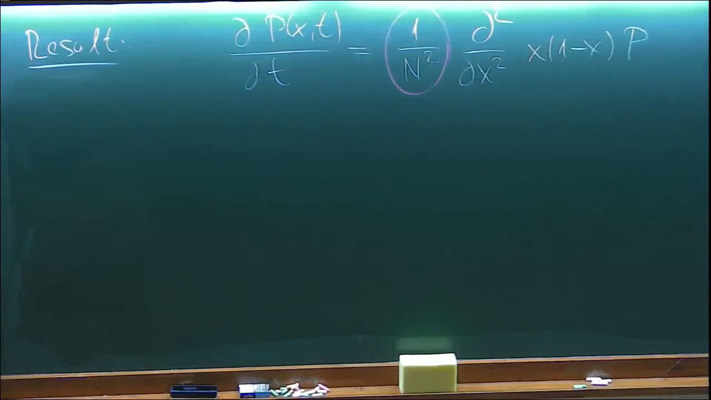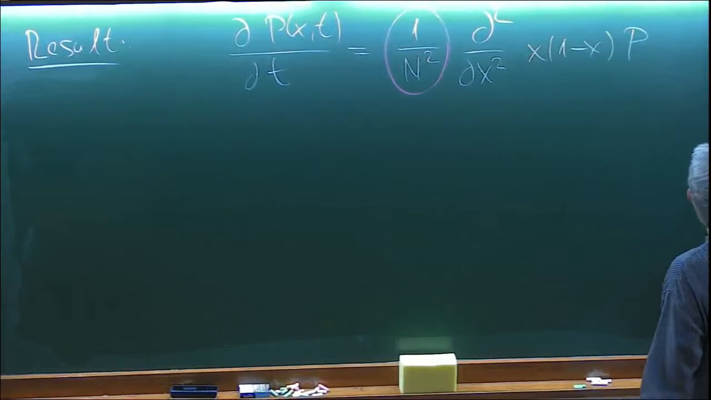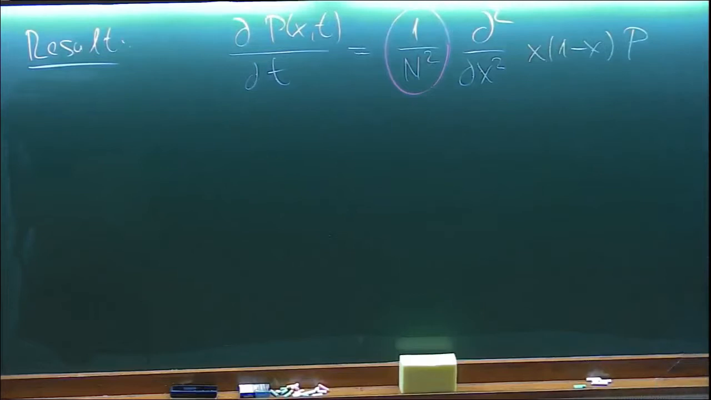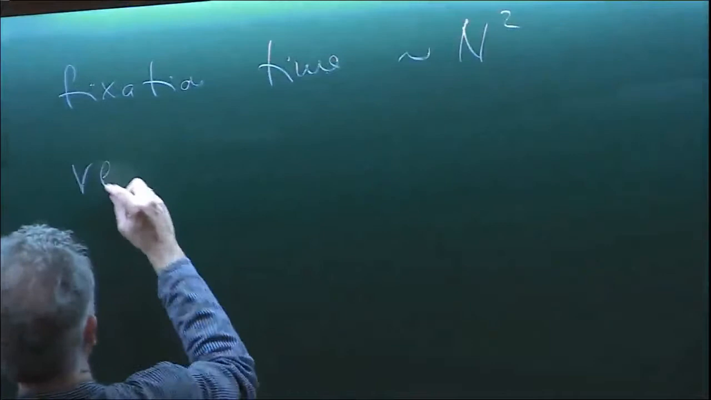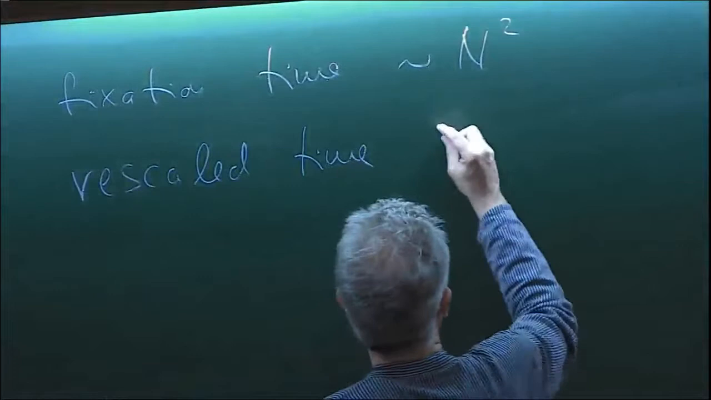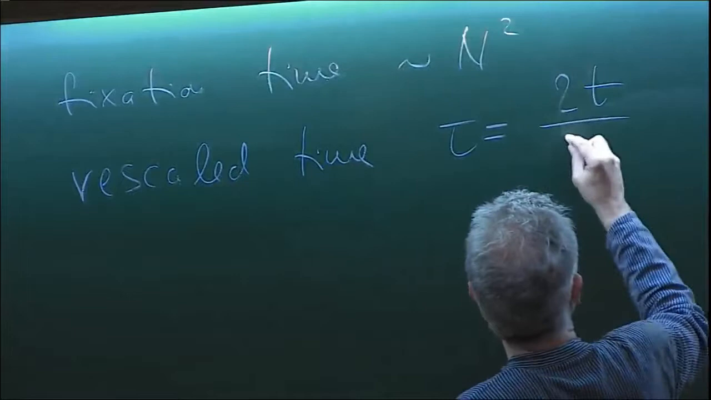In order to get rid of that time scale, one likes to introduce a rescaled time. So the typical fixation time is now of order n squared, and we want to eliminate that because we're anyway working in the n going to infinity limit. So let's introduce a rescaled time, which I call tau, and which for historical reasons has not just an n squared in it, but also a factor of 2. Okay, why is there this factor of 2?